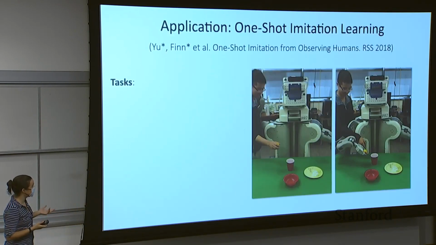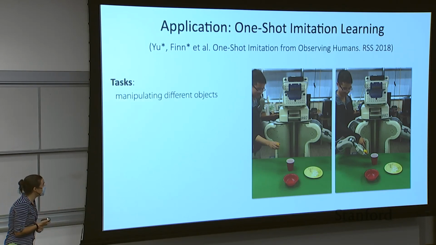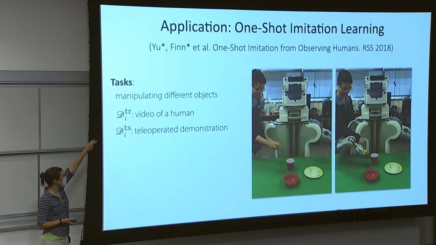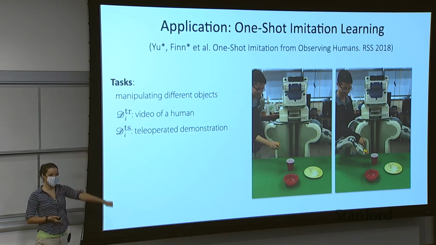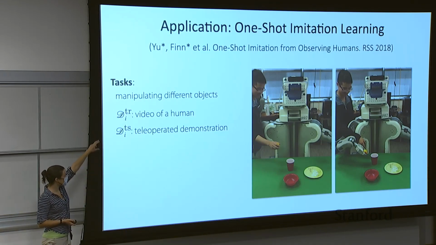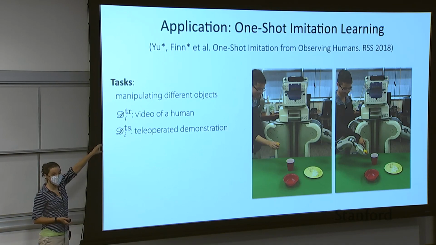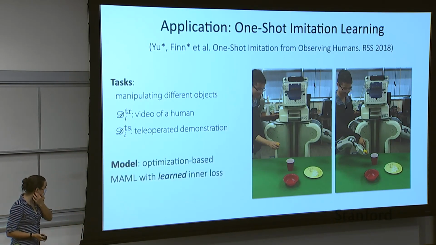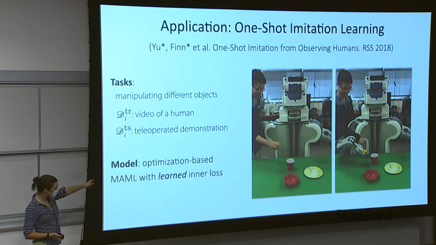So one application in the domain of robotics is, say we want a robot to be able to place an object into a container, even for containers and objects that it hasn't seen before. What we can do is give it demonstrations of placing objects into containers for a wide variety of objects. Then at meta-test time, our training data will be a video of a human placing an object into a particular container. And our query data, or our test data, for each task will correspond to a teleoperated demonstration of solving that task. This is going to be an optimization-based model, and it's going to correspond to MAML with a learned inner loss function.